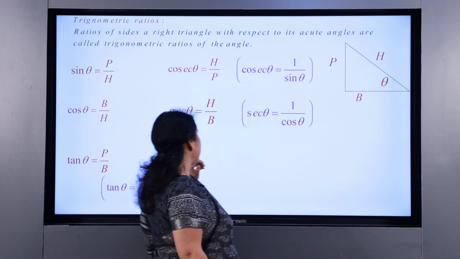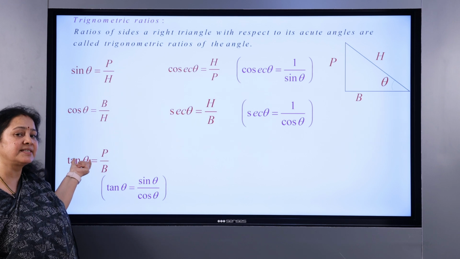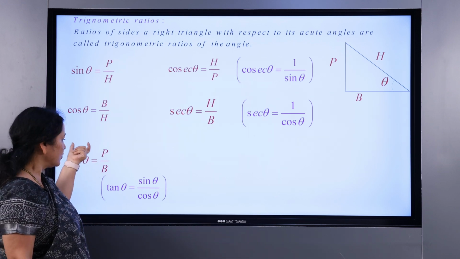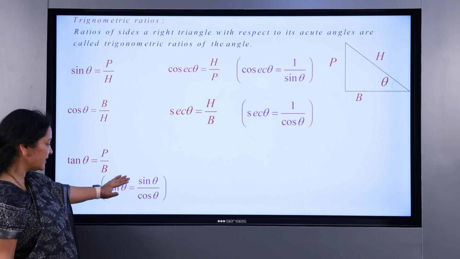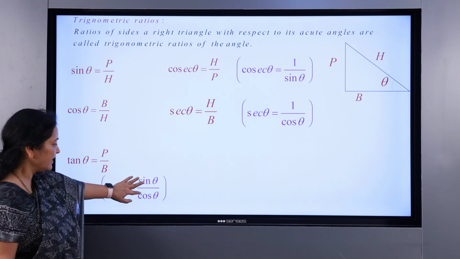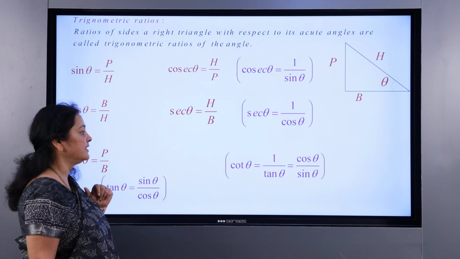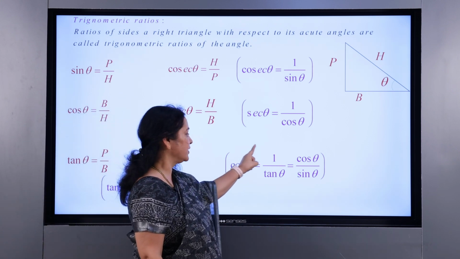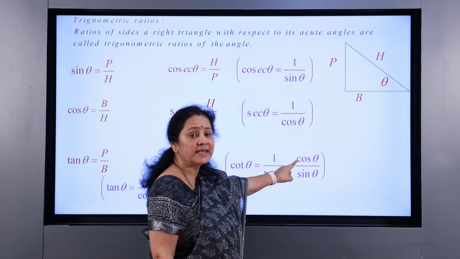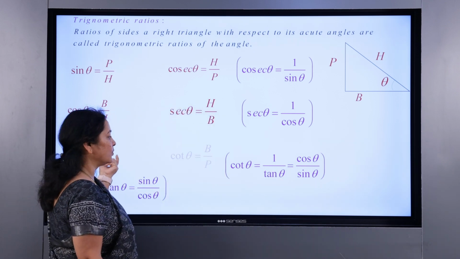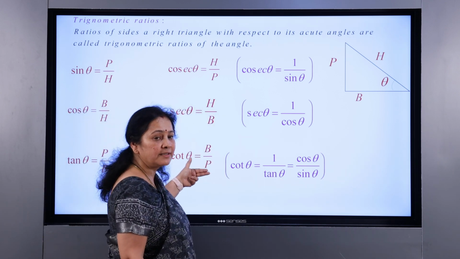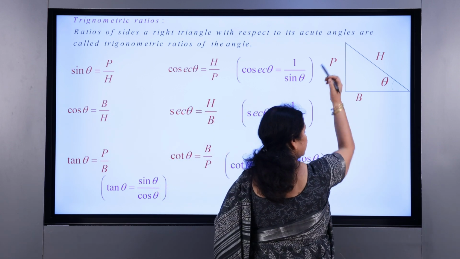Now the reciprocal of tan theta is nothing but cot theta. So cot theta or cotangent, we can write it as 1 upon tan theta, that is cos theta by sin theta. So I can say cot theta equals 1 upon tan theta, which equals cos theta by sin theta. So cot theta equals base by the perpendicular.